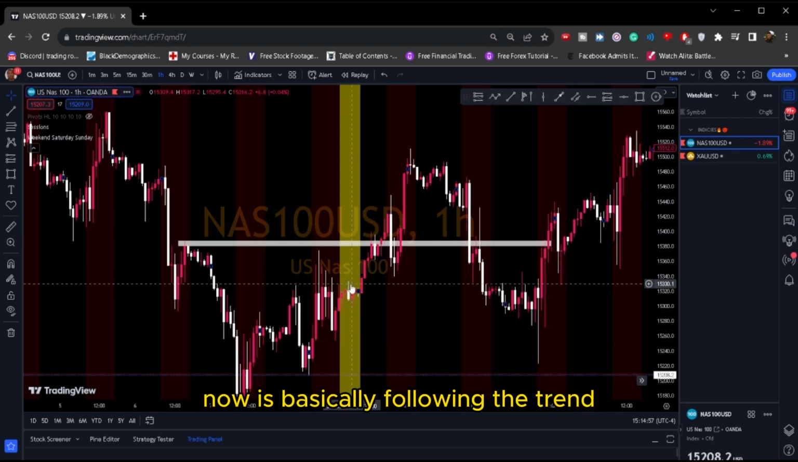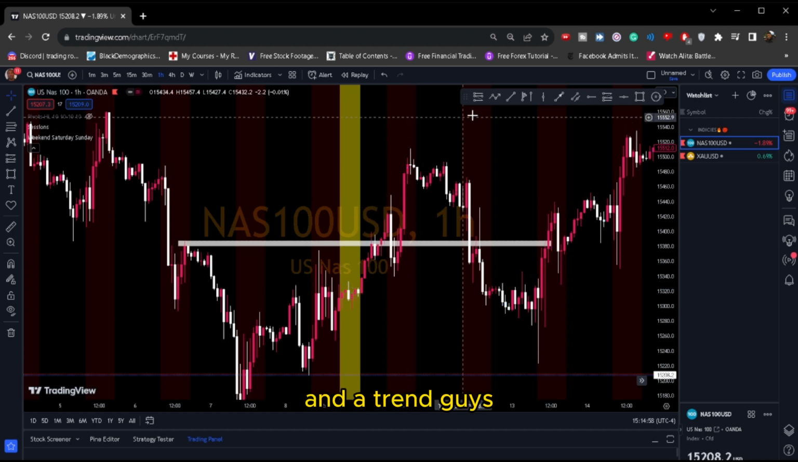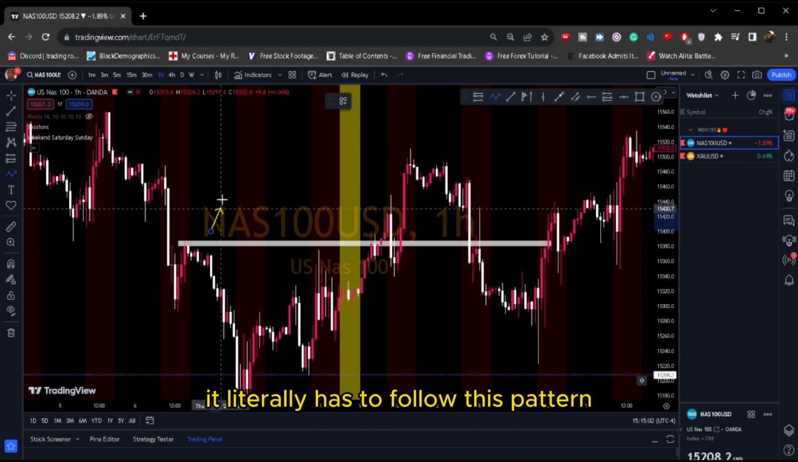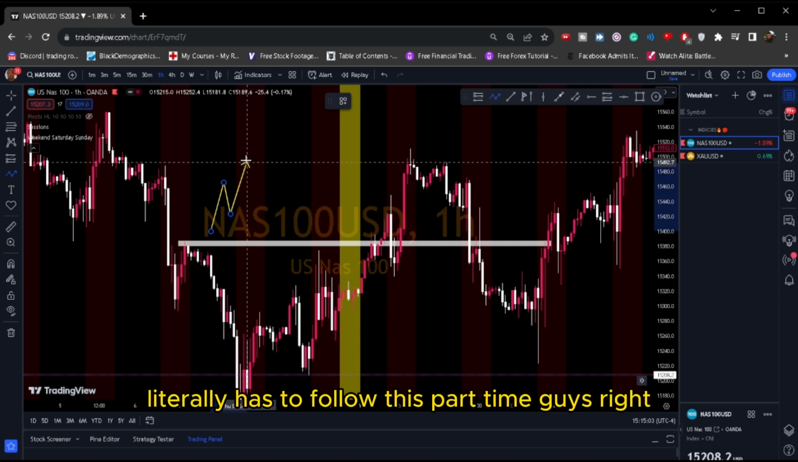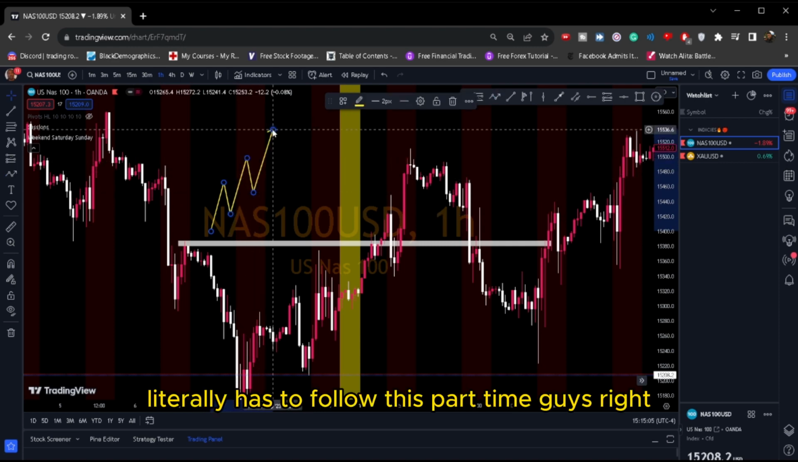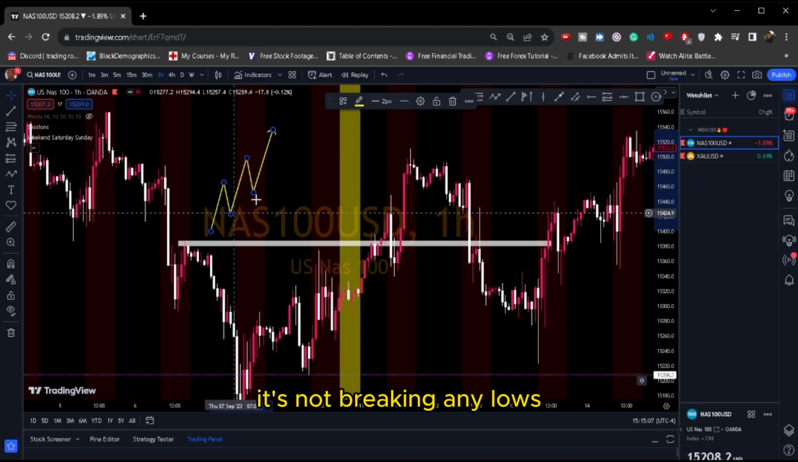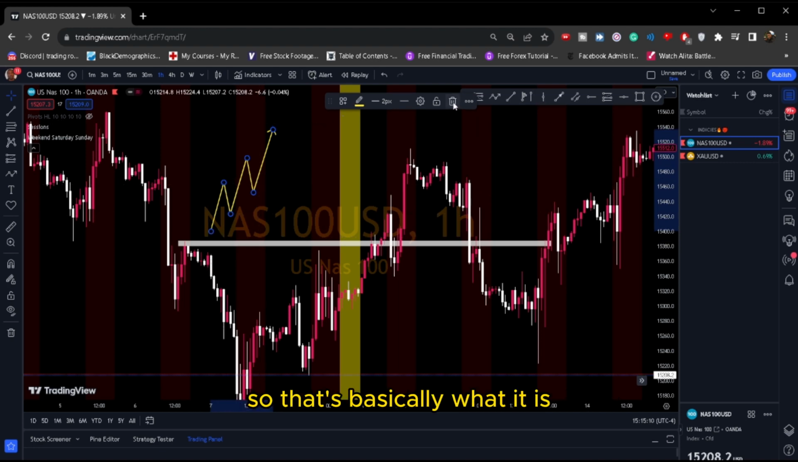And now all I'm doing right now is basically following the trend. And the trend, guys, like I said, is literally this. It literally has to follow this pattern, guys, right? It's not breaking any lows and it has to follow this upward pattern. So that's basically what it is.